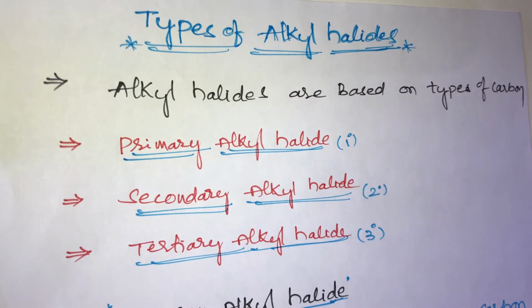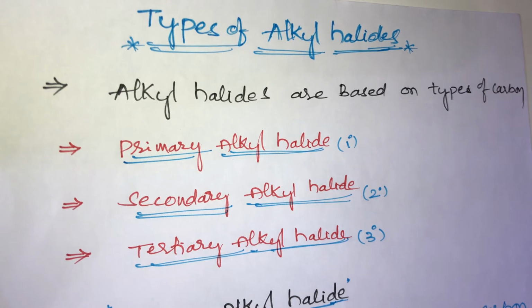Hi students. Next one now, types of alkyl halides. How many types of alkyl halides? Generally alkyl halides are classified into three types. These alkyl halides are based on types of carbon.